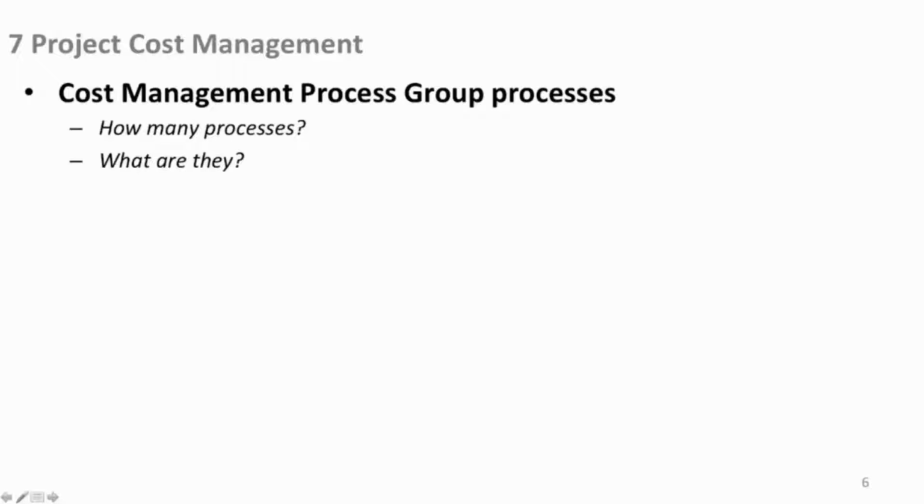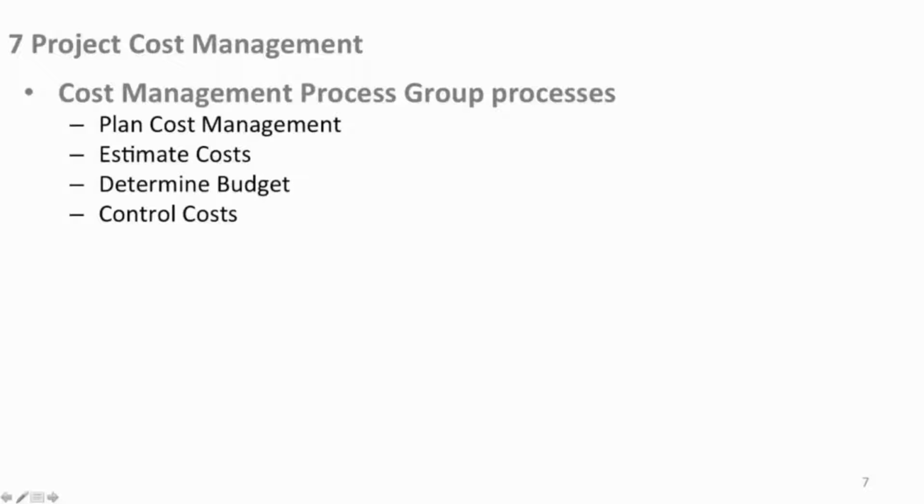So how many processes? What are they? Well, there are 4. Of course, like every knowledge area, you have a plan for it. So here we have our cost management plan. Then we're going to estimate the costs. And when that's done, we're going to then set those in concrete at that moment in time as we determine the budget as an output of that, and then control the budget from then on.